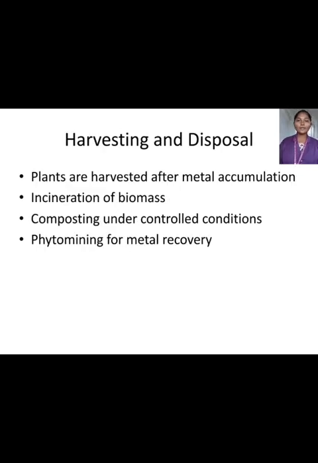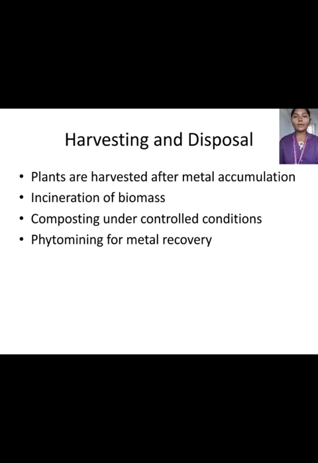Harvesting and disposal in phytoextraction. Harvesting is done when plants reach maximum biomass and highest metal accumulation. Mainly aboveground parts, shoots and leaves, are harvested. It is performed manually or mechanically depending on scale. It requires protective measures to prevent exposure and secondary contamination. Repeated harvesting may be required for effective remediation.